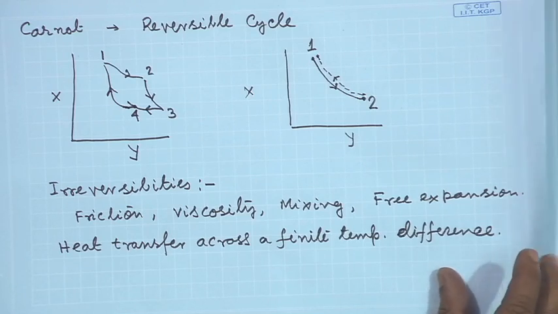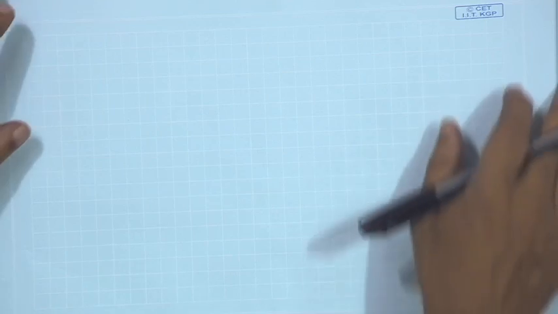Okay. With these few words, now let us go ahead to see how an ideal cycle can be constituted, which is known as Carnot cycle.